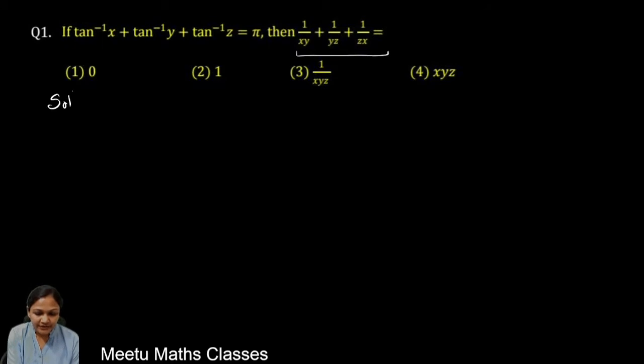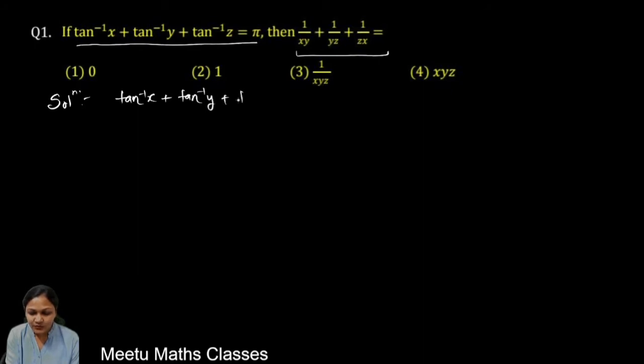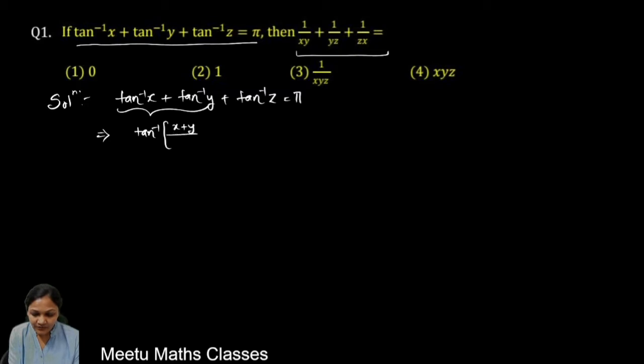Now to solve this, first of all, consider what we are given, that tan inverse x plus tan inverse y plus tan inverse z is equal to pi. Now there is a formula for tan inverse x plus tan inverse y, and that is equal to tan inverse of x plus y upon 1 minus xy. And tan inverse z is as it is.